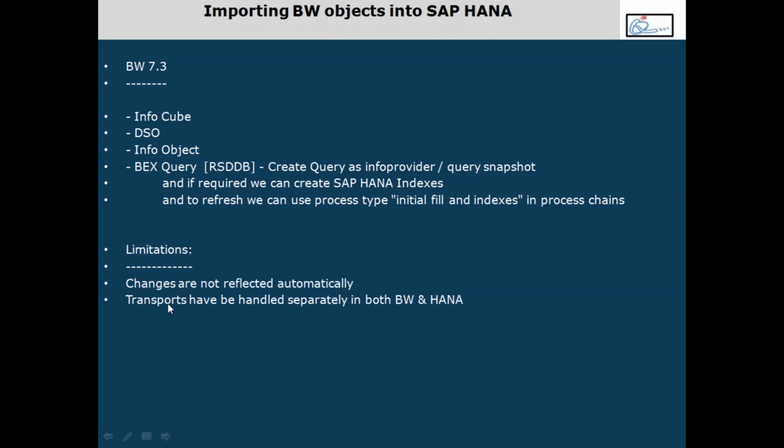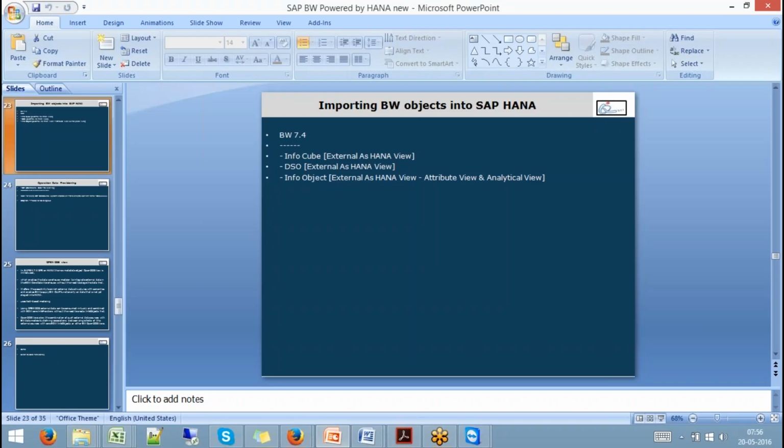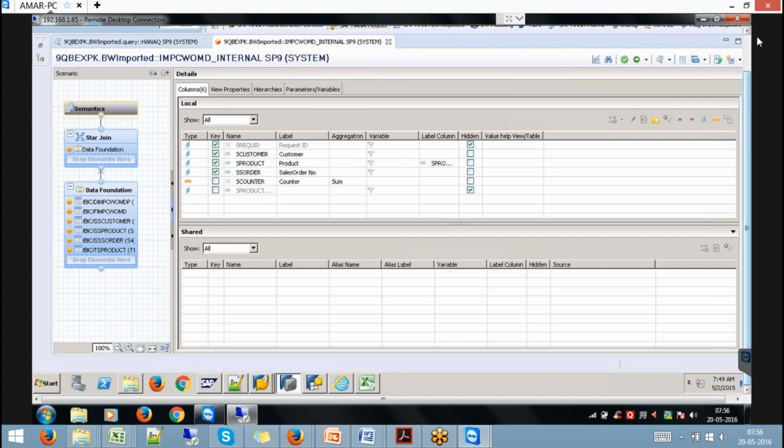Changes are not reflected automatically, and transports have to be handled separately. So what SAP has done in 7.4 is give a new option to solve this problem of transports and changes not getting reflected. They have given a new option in 7.4 for cube, DSO and InfoObject. But for query as InfoProvider, we still have to use the same options, called query snapshot. Even in 7.4, it is the same concept. But for cube and DSO, we have a new concept which has solved the problem of refresh and transports.